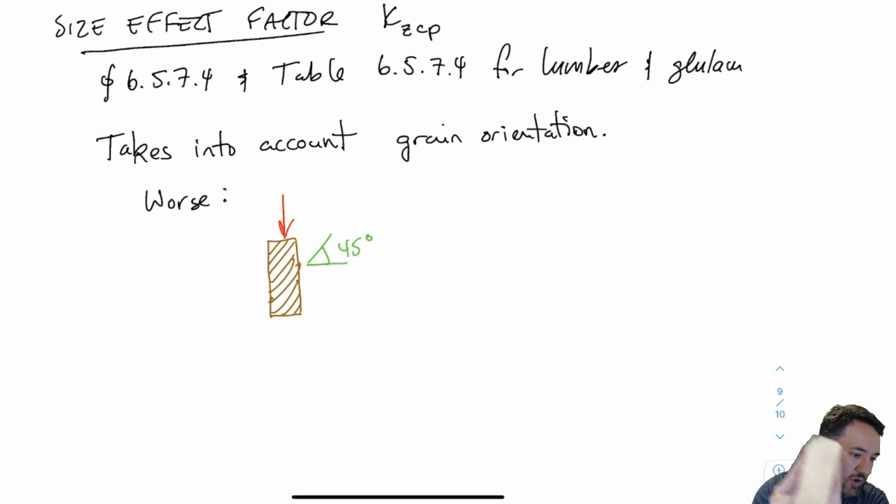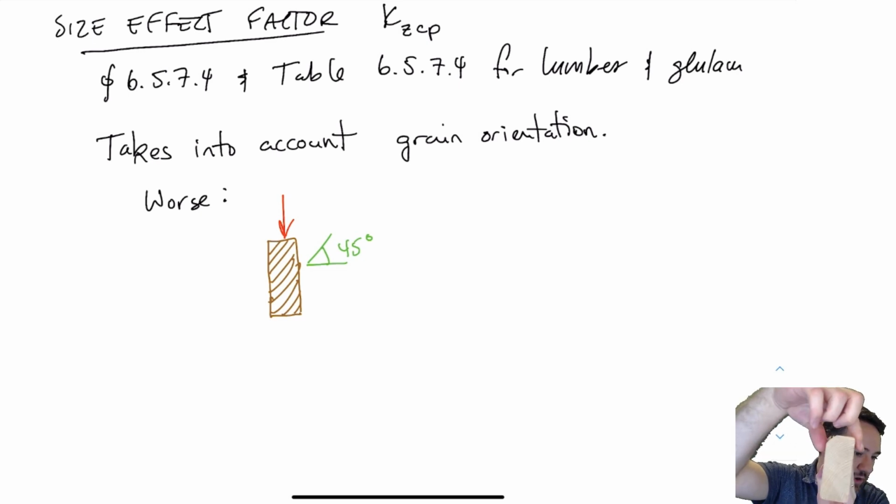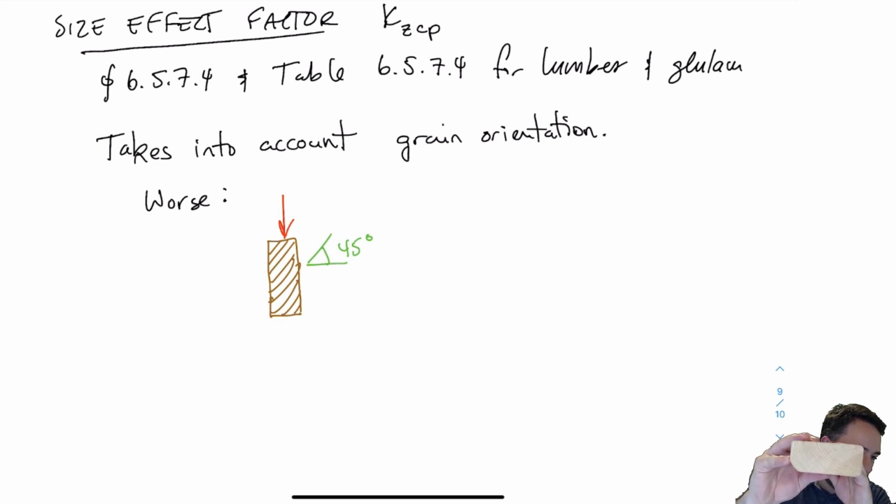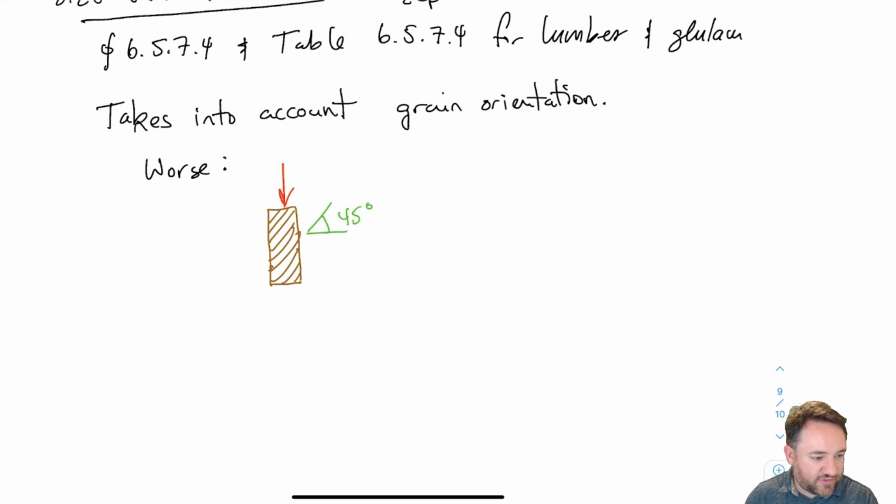Here it was basically all or nothing, because the side is so short relative to the grain that if one side has 45 degrees, the whole thing is 45 degrees. But if I flip it on its flat, then not the whole thing is going to be at 45 degrees. Part of it is not going to be. And so this size effect factor accounts for this.